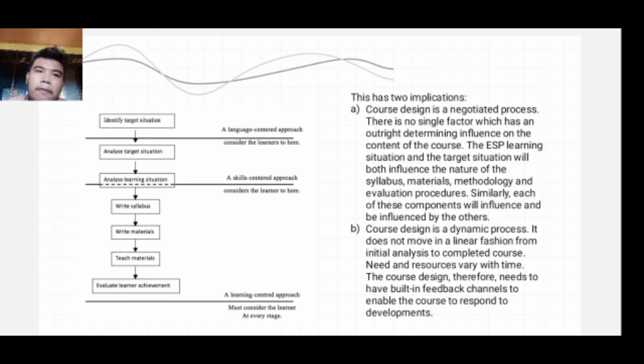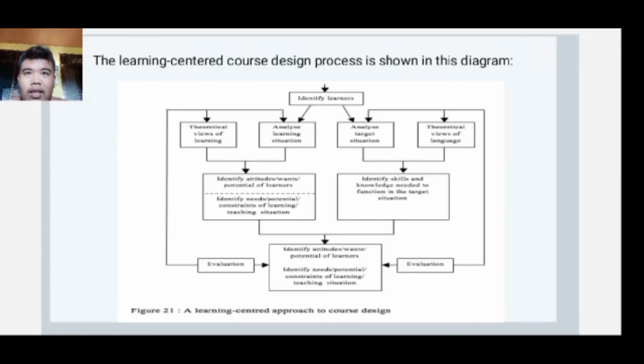B. Course design is a dynamic process. It does not move in a linear fashion from initial analysis to completed course. Needs and resources vary with time. The course design therefore needs to have built-in feedback channels to enable the course to respond to developments. The learning-centered course design process is shown in this diagram.